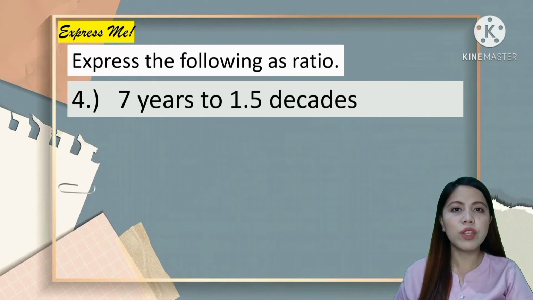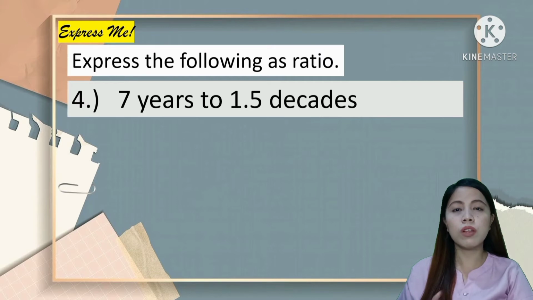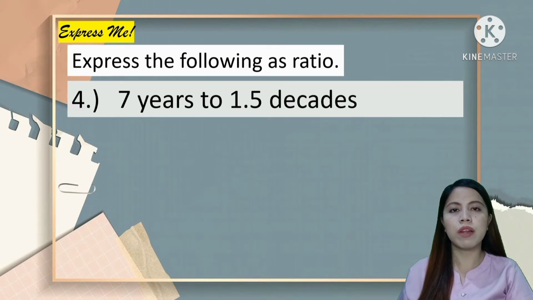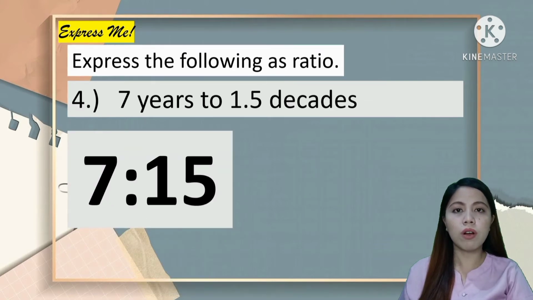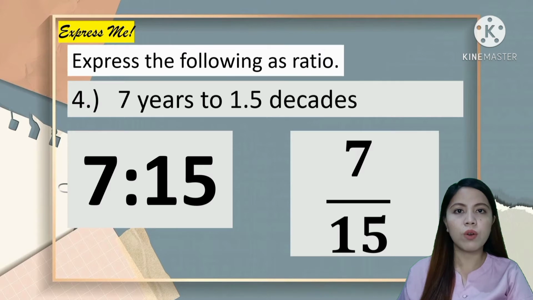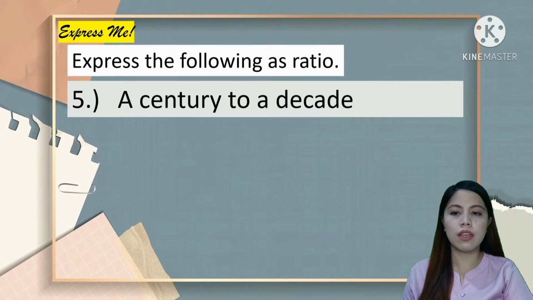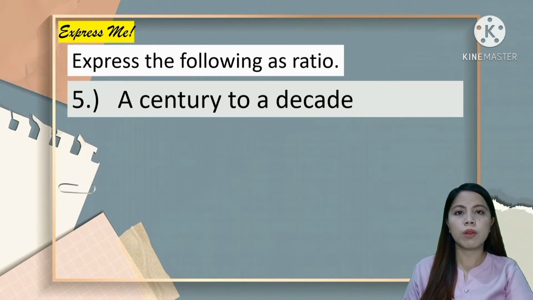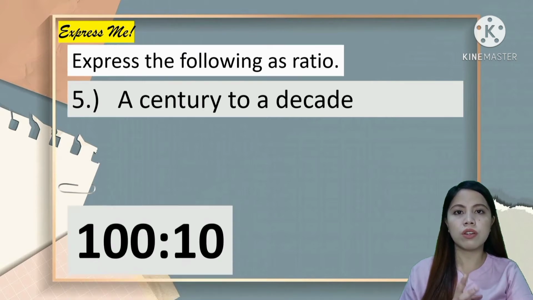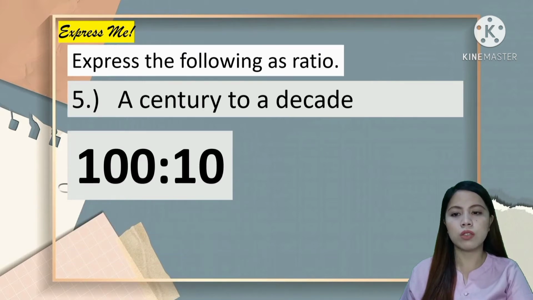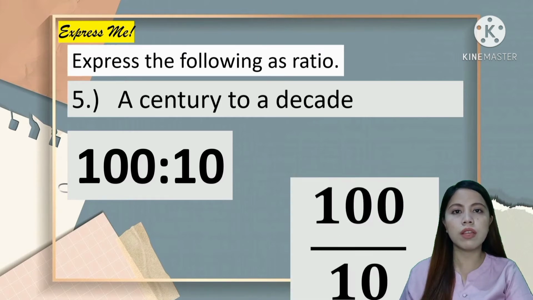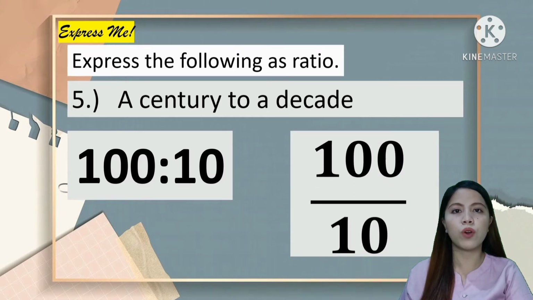Next, 7 years to 1.5 decades. Well, we all know that 1 decade is 10 years. So, 1.5 decades is equivalent to 15 years. So, 7 colon 15 or 7 over 15. And number 5, we have a century to a decade. Answer, 100 years is equal to 1 century and 10 years is equal to 1 decade. So, we have 100 colon 10 or 100 over 10.